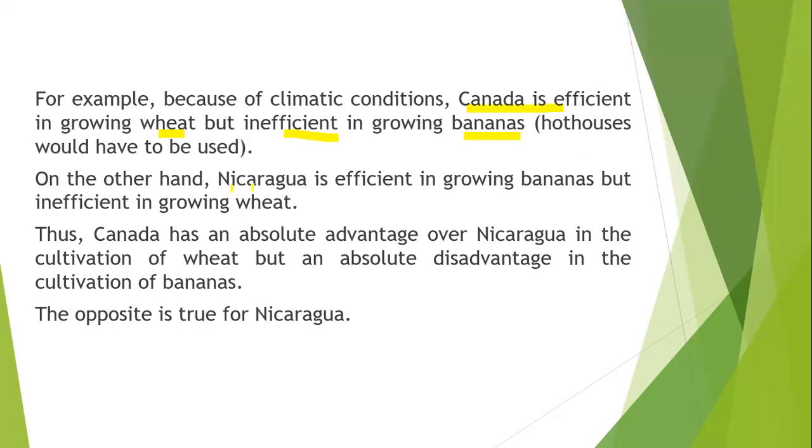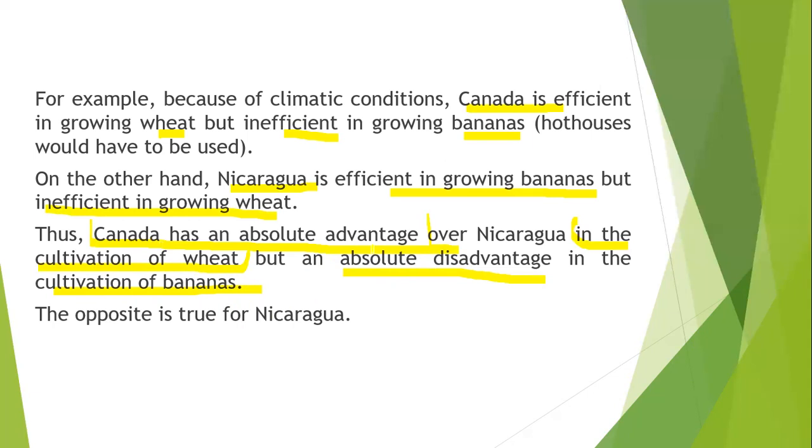Take another country, Nicaragua, which is more efficient in the production of banana, but less efficient in the production of wheat. So you can conclude that Canada has an absolute advantage in the production or cultivation of wheat, but it has an absolute disadvantage in the production of banana. So Canada is able to produce wheat more efficiently.